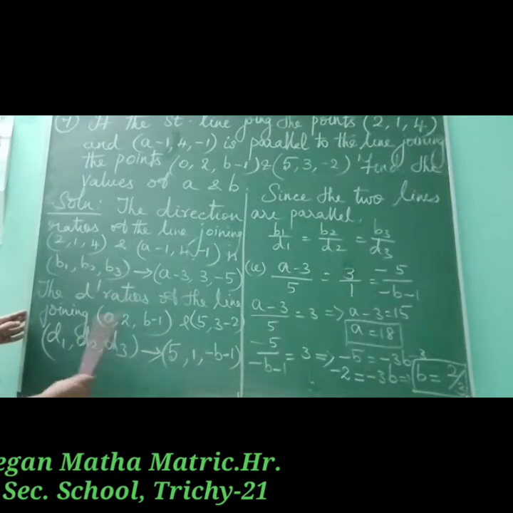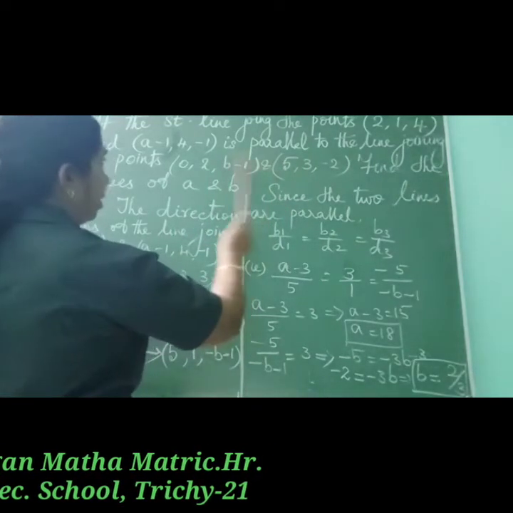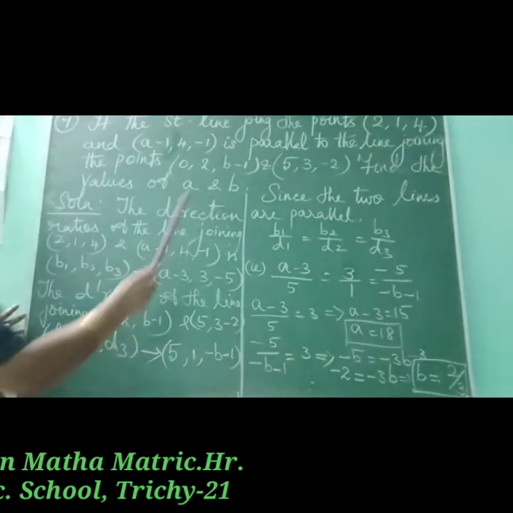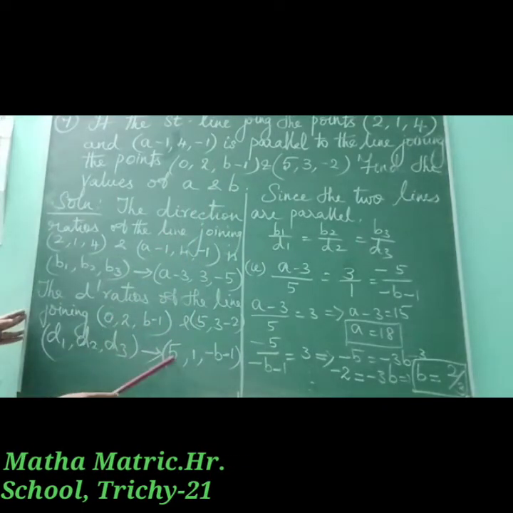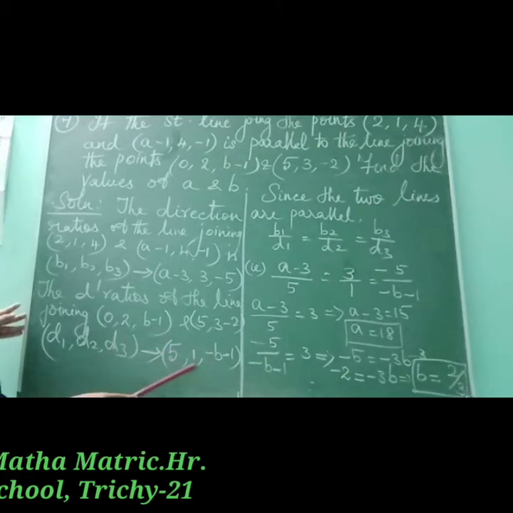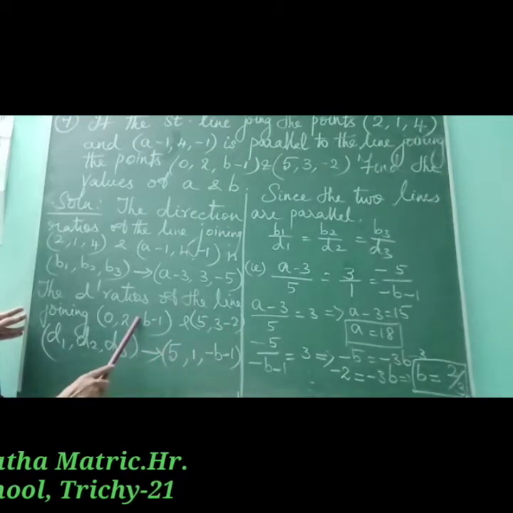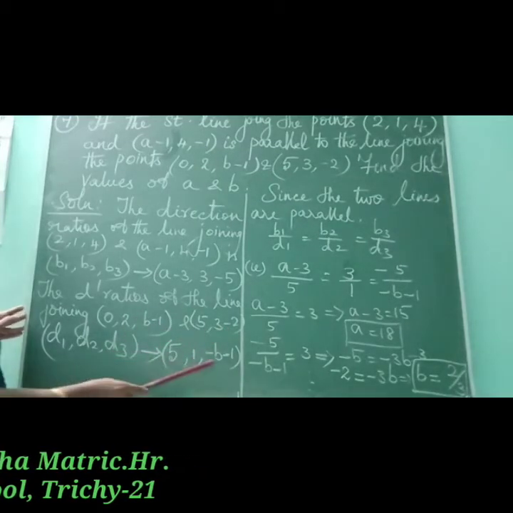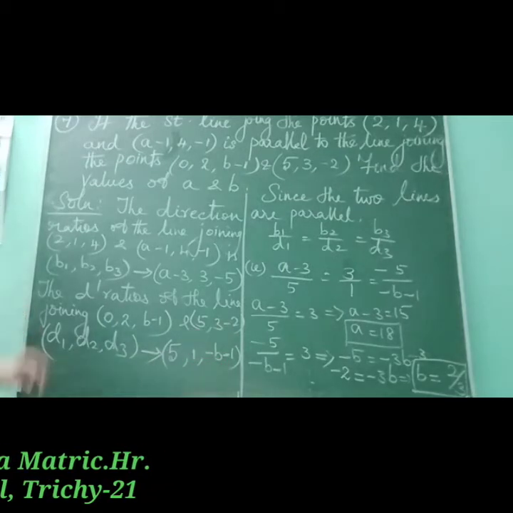Next, the direction ratios of the line joining the other 2 points. So 5 minus 0 is 5, 3 minus 2 is 1, minus 2 minus of b minus 1. When you subtract, we will get minus b minus 1.